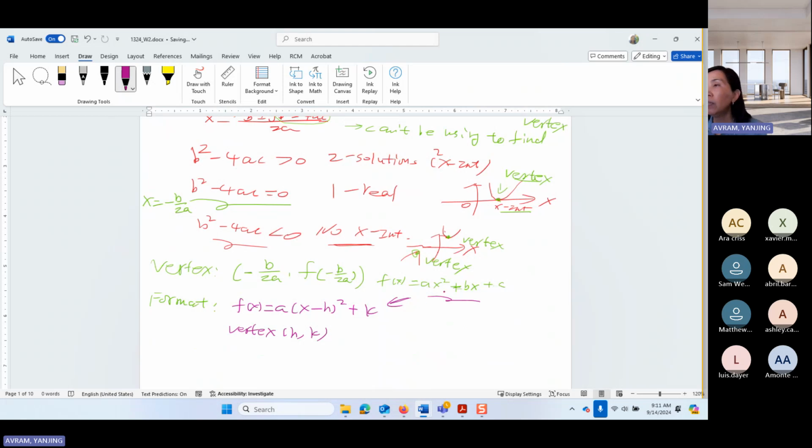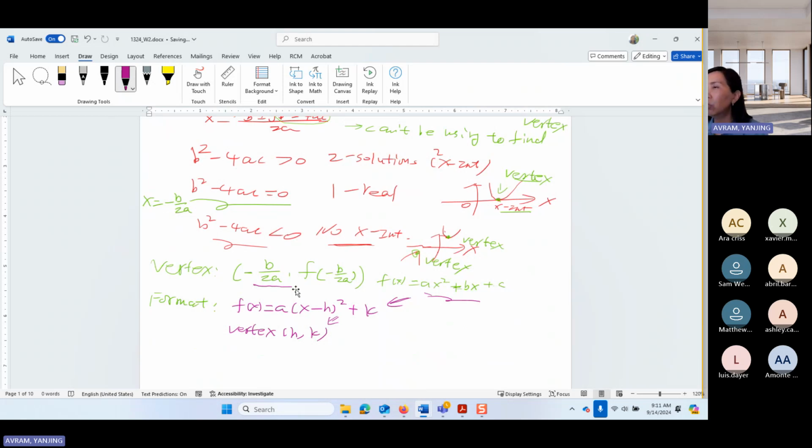So if the quadratic equation is in this form, I would recommend using the vertex formula, negative b over 2a. If the quadratic is already in this vertex form, you can find the vertex from this form already. So you don't have to expand into this one and then use the formula, right? You take the easy way. This you can find the vertex right away.